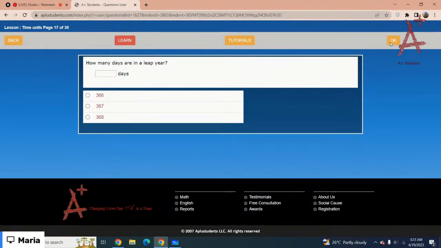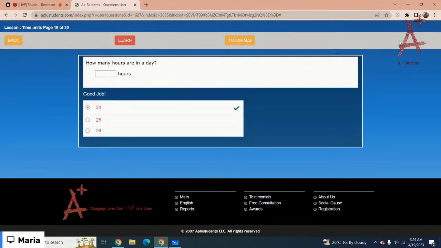How many days are in a leap year? That would be 366. Got it? The normal year has 365. Leap year always has one more day, so it would be 366. How many days are in the week? It would be 7 days a week. Got it? How many hours in a day? 24 hours. Got it? In a complete day, you have 24 hours, 12 hours day and 12 hours night.